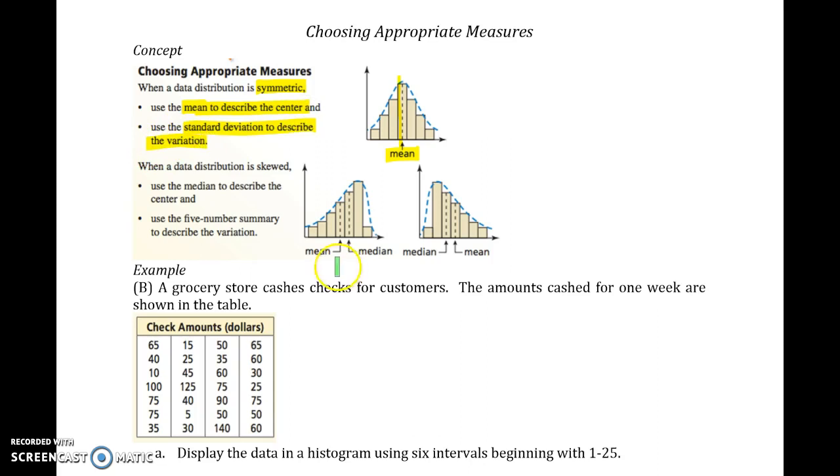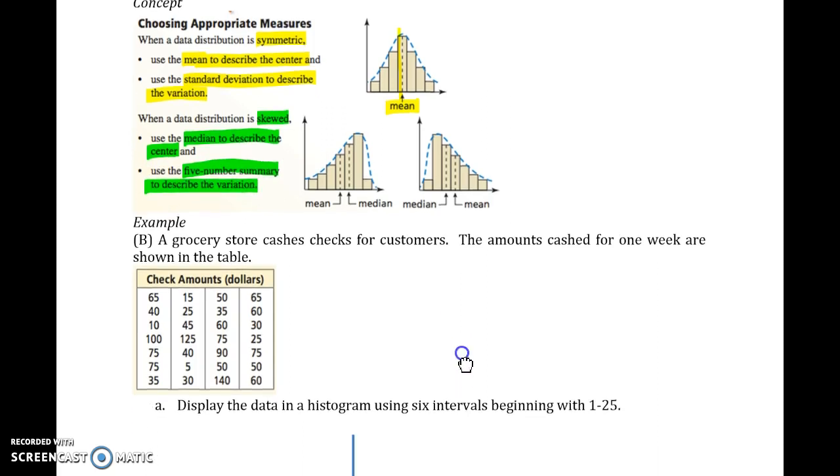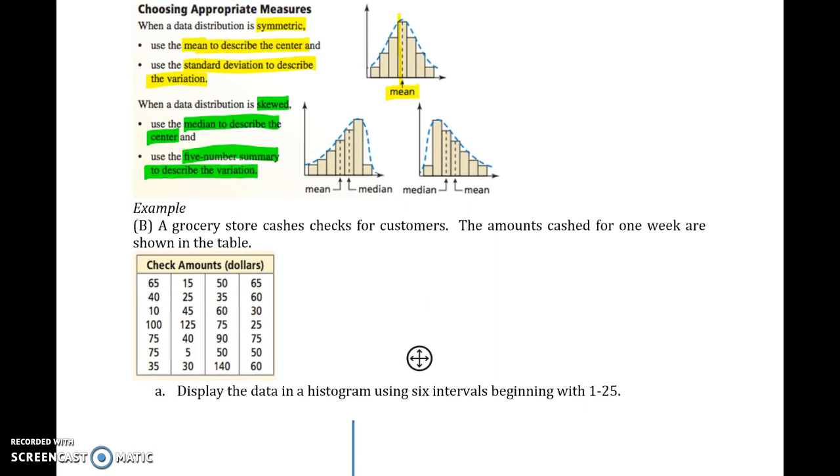Versus if you've got anything that's skewed left or skewed right, you can see how the average isn't actually where the center of the data is. So we're going to choose to use the median instead to describe the center, and instead of using standard deviation, we'll use our 5-number summary, which is all about the medians, to describe the variation. Okay? So for the next example, we're just going to put it all together. We're going to draw the distribution and then talk about what measure to use for the center and what measure to use for variation.